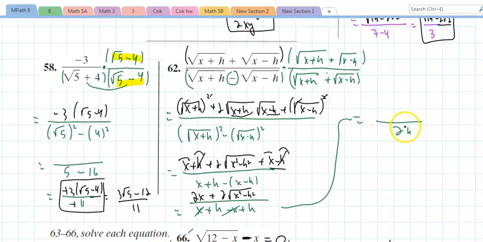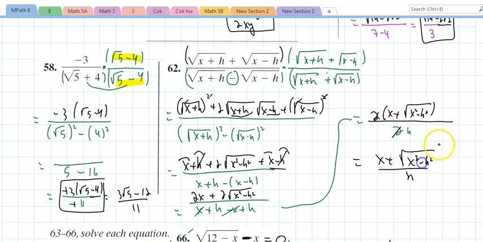And do you notice I could factor a 2 out of the top? And that's x plus the square root of x squared minus h squared over h. Now, even though it's tempting, I cannot move that or that out of the radical because those are subtracted, not multiplied. If they were multiplied, I would have been able to do that. They're not multiplied, so be careful with that.